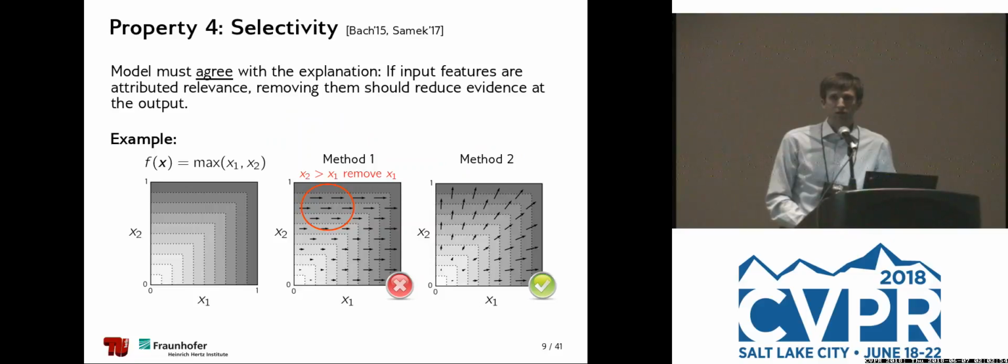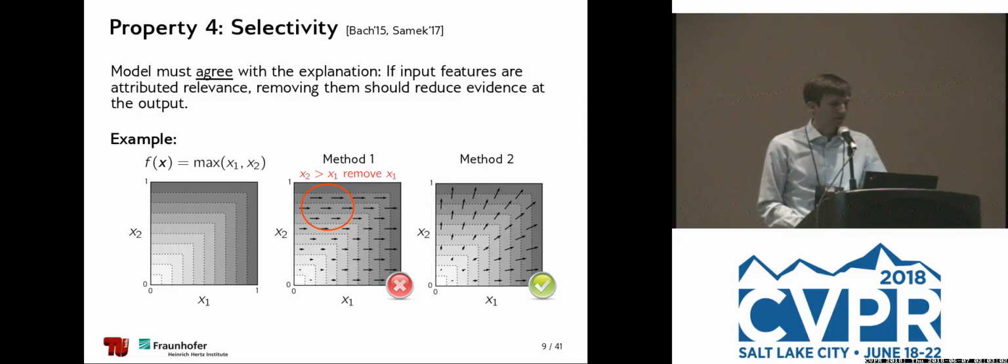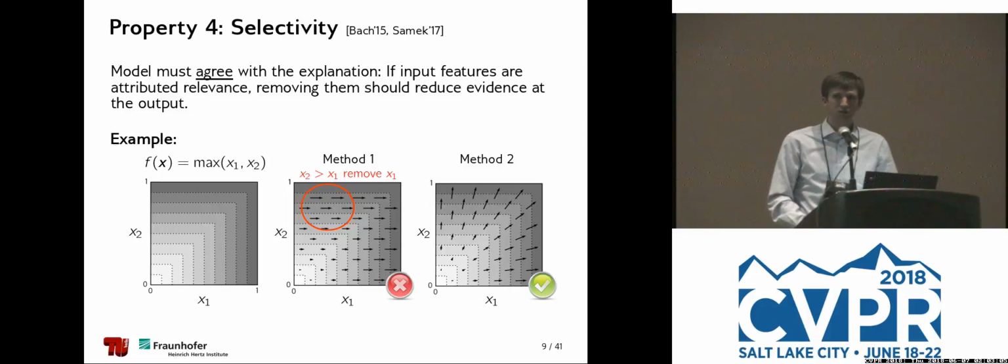Now there is one more property, and this is the last I will talk about. It's selectivity, and here it is perhaps practically the most important one. The model must agree with the explanation. In some sense, if one feature is considered relevant, then if you remove it, the prediction score should decrease. Here again, you have a small example with the same function. Method one always assigns relevance to the first variable. But it's clear that when x2 is larger than x1, removing x1 will not change the output. So method one does not have selectivity, while method two, which will produce this reorientation of relevance score in the input domain, will have selectivity.